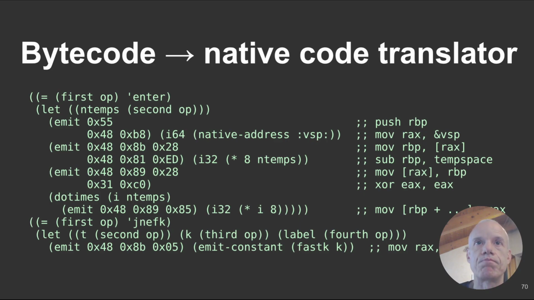And this is, for example, the enter bytecode instruction. The next one is actually jump if not equal to a floating point constant. So there are a few specialized operators for those cases. But this is done, like I said, by emitting directly exactly the bytes for the native code, x86-64.